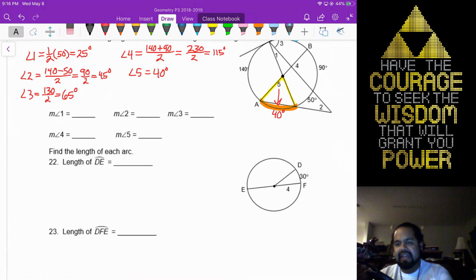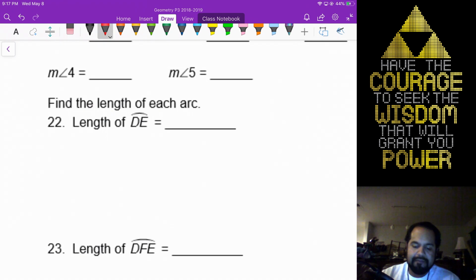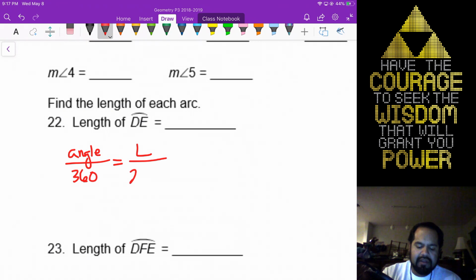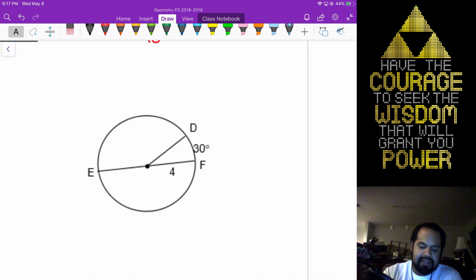Okay. So now the fun one. We're going to be doing arc length. Now for arc length, you have to remember that it's our little proportion. I'm not sure if I use the same symbol with all the classes, but we said that it's the angle divided by 360 equal to the arc length L over 2 pi r, which is our circumference. So the angle we're looking at for DE, it's going to be the short path between the two, which is here.